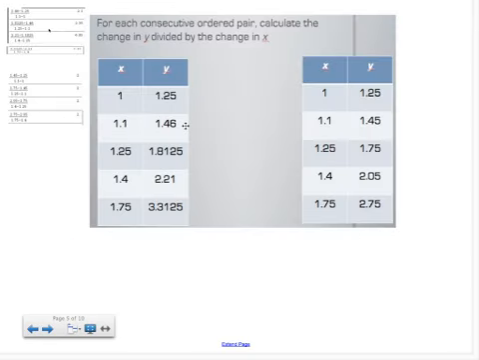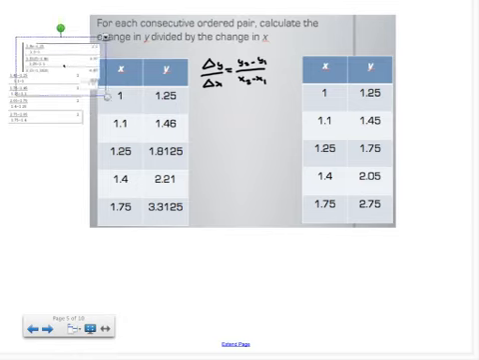In these two tables, I have two sets of x and y coordinates, and the directions here are to calculate the change in y divided by the change in x for each consecutive pair. So delta y divided by delta x, which from the last slide was seen to be y2 minus y1 divided by x2 minus x1. If you'd like to do that, pause the video and go ahead, but I'm going to go ahead and move on.